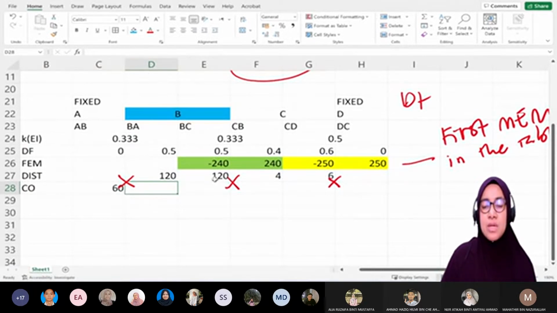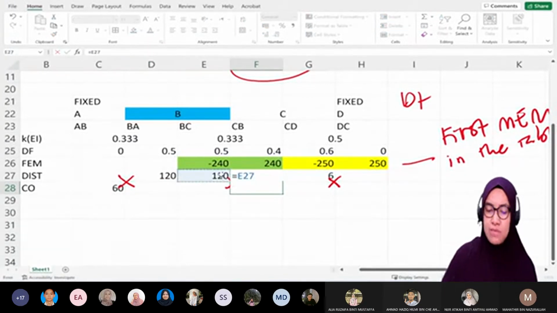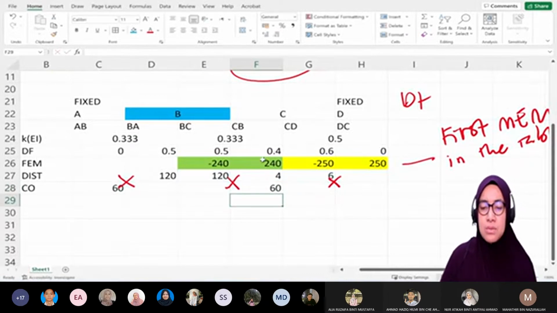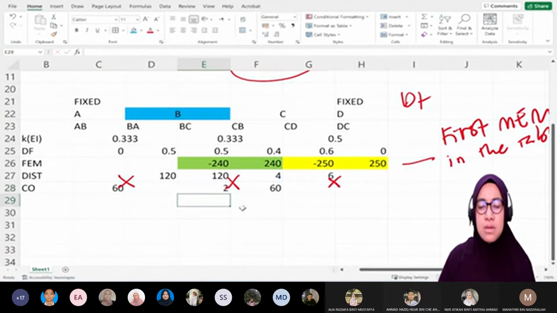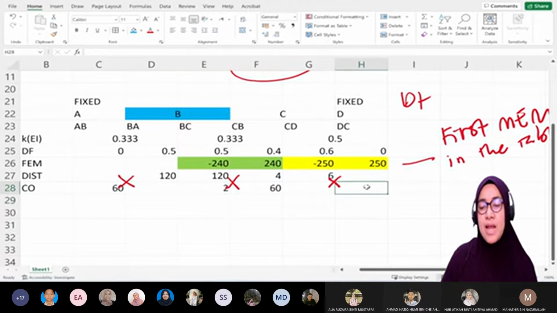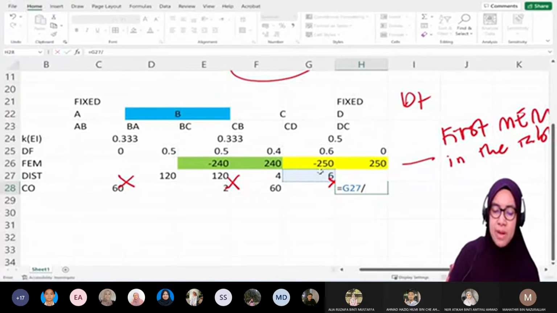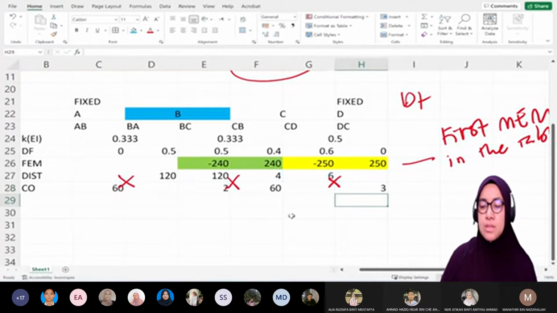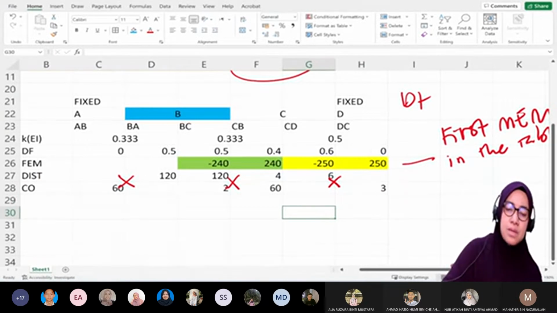Okay, so again yang tengah ni 120, we carry to opposite joint. So we get 120 divided by 2. Okay, at CB. And then for BC, we get from 4. 4 divided by 2. So we get 2. Okay, and then last one, we get 6 divided by 2. So we get 3. Okay. Clear yang ni? Darab silang ya.